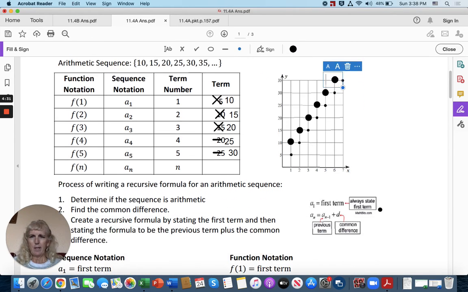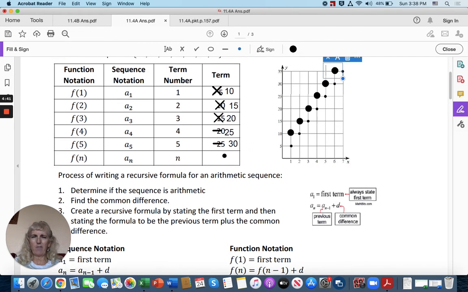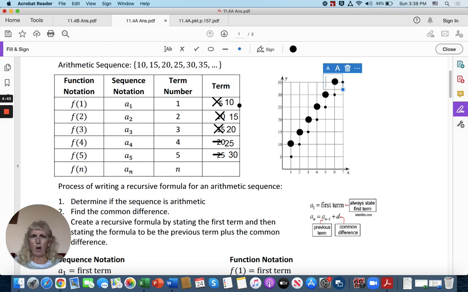Okay, now the process of writing a recursive formula for an arithmetic sequence. First of all, we make sure that it is an arithmetic sequence. We're going to find the common difference, and you always take the second number and subtract the first. We start with something very easy, so you can do it mostly in your head. So 10 plus 5 is 15, 15 plus 5 is 20, 20 plus 5 is 25, etc.